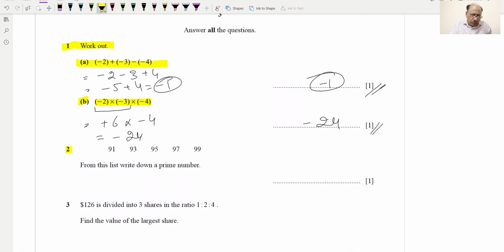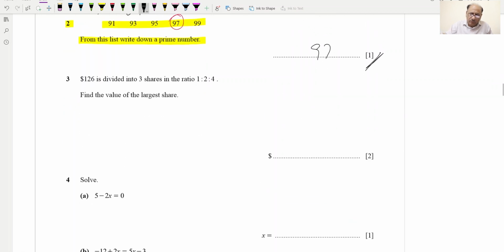Question number 2. These numbers are given from this list. Write down a prime number. A prime number is divisible by itself and 1 only. So 97 is the prime number. This is also a 1 mark question.